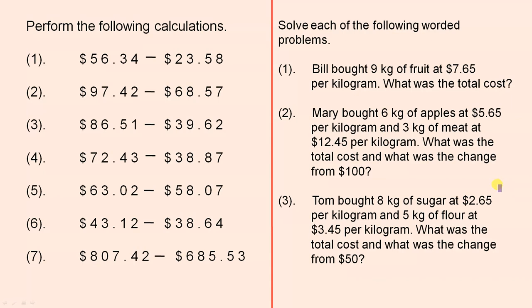And finally, Tom bought 8 kilograms of sugar at $2.65 per kilogram and 5 kilograms of flour at $3.45 per kilogram. What was the total cost and what was the change from $50? Exactly the same process as we did here. Once you find the total cost, you go $50 minus the total cost.